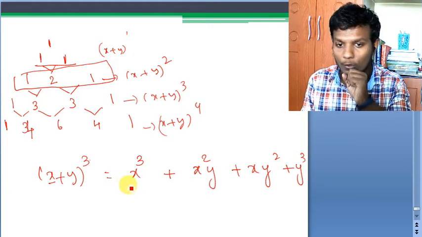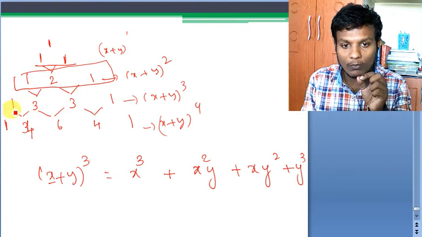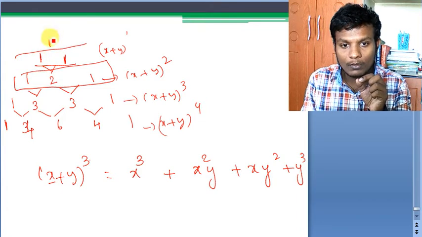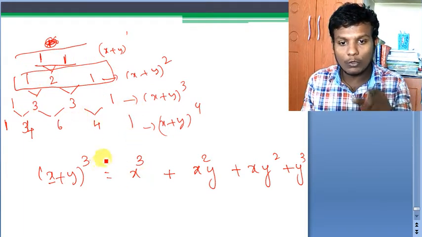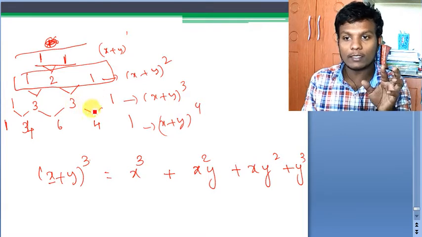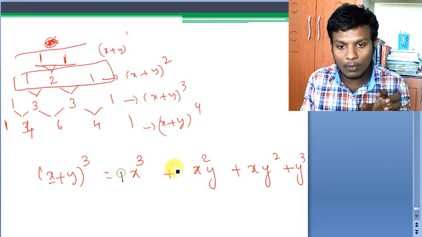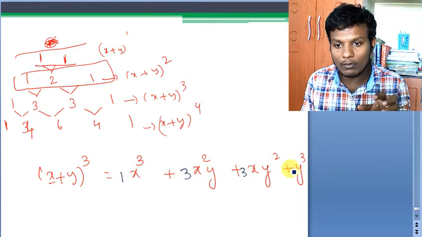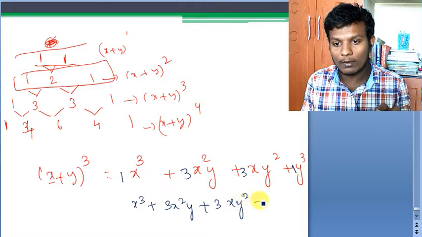Now I have to introduce the coefficients. So for x plus y whole cube, I will go to the third line: 1, 2, 3, see here, 1, 3, 3, 1. Start from here, this is the first line. We need not consider the very first line, you can remove that. First line, second line, third line: 1, 3, 3, 1. So if the cube is there, you have to go to the third line, and there you will get the coefficients 1, 3, 3, 1. So x cube plus 3x square y plus 3xy square plus y cube.